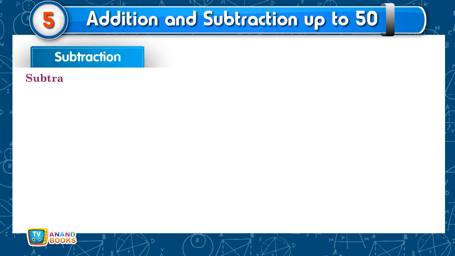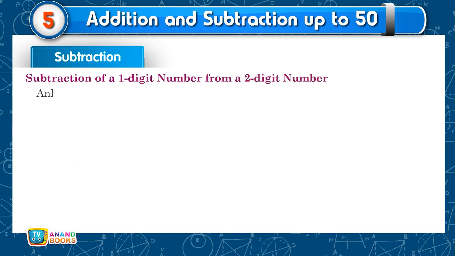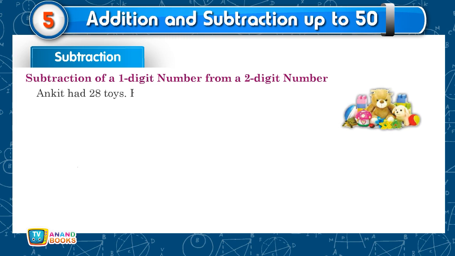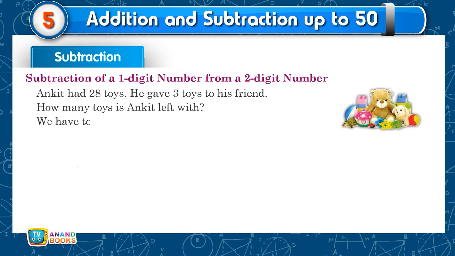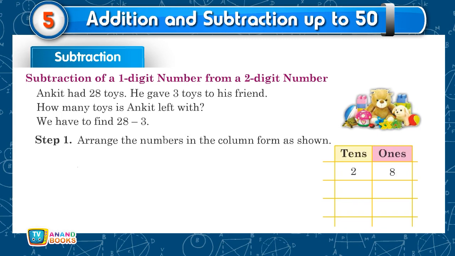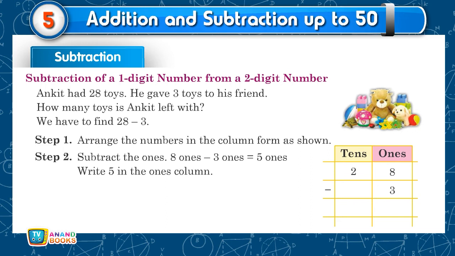Subtraction. Subtraction of a one-digit number from a two-digit number. Ankit had 28 toys. He gave 3 toys to his friend. How many toys is Ankit left with? We have to find 28 minus 3. Step 1. Arrange the numbers in the column form as shown. Step 2. Subtract the ones. 8 ones minus 3 ones is equal to 5 ones. Write 5 in the ones column.